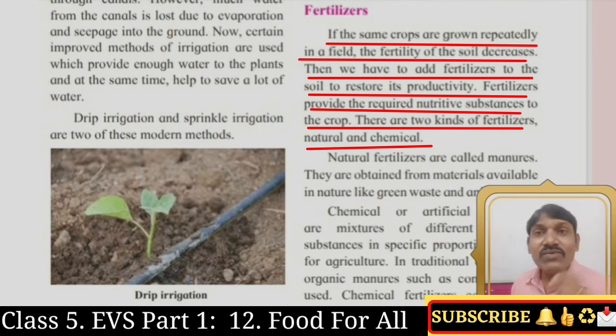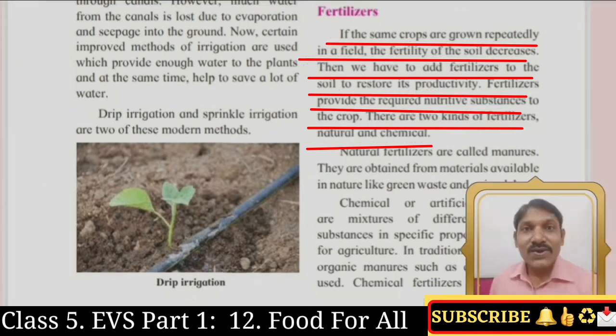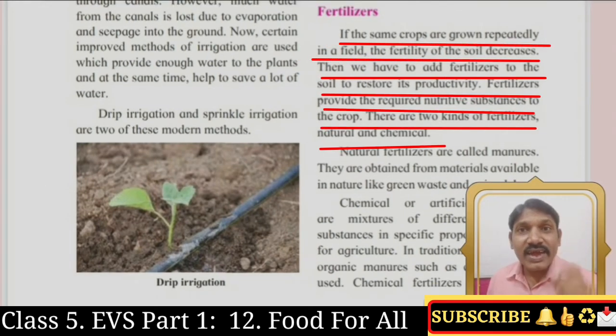Okay, student, then we have to add fertilizers to the soil to restore its productivity. If the soil has lost its productivity, then what do we need to do? We need to add fertilizers to the soil or land to make it more productive. To increase the fertility of land, we need to add fertilizers to the soil. Yes, if we add the fertilizers, then we can make the soil productive again, capable of growing good crops.